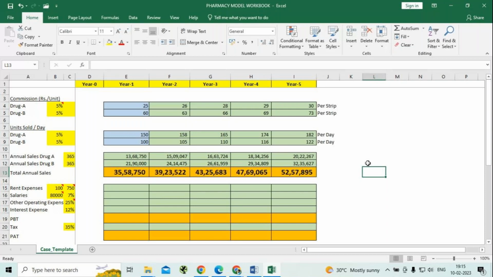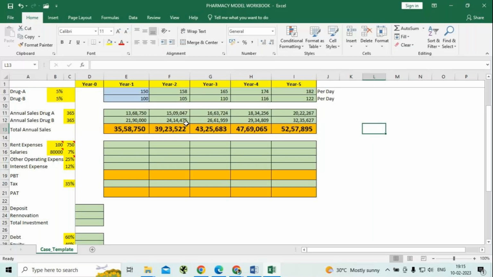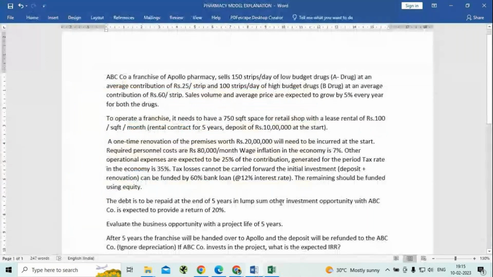Okay. So the next thing is the calculation of expenses. Let's see what information we have. To operate the franchisee, it needs 750 square feet of space for the shop, which is a lease rental of 100 rupees per square feet per month. The rental contract is for 5 years, and the deposit amount you are going to pay initially is 10 lakhs.